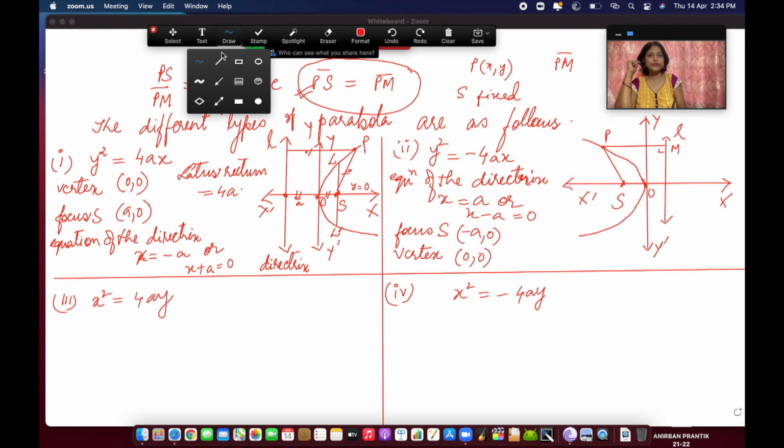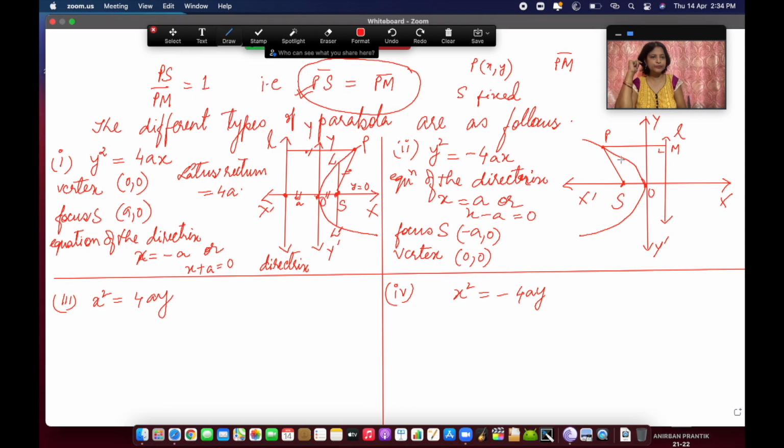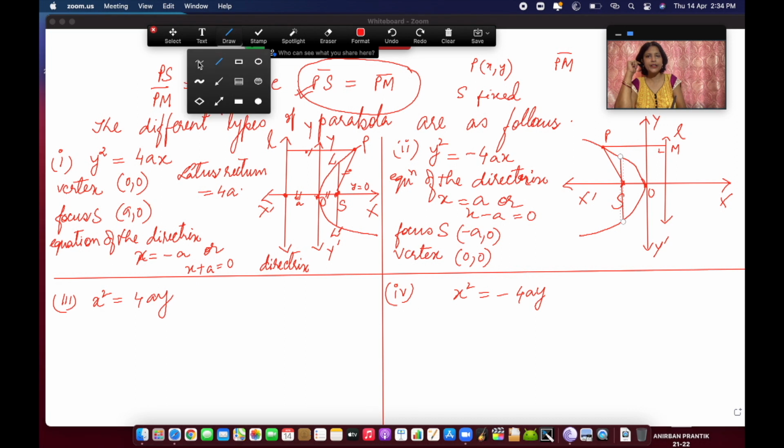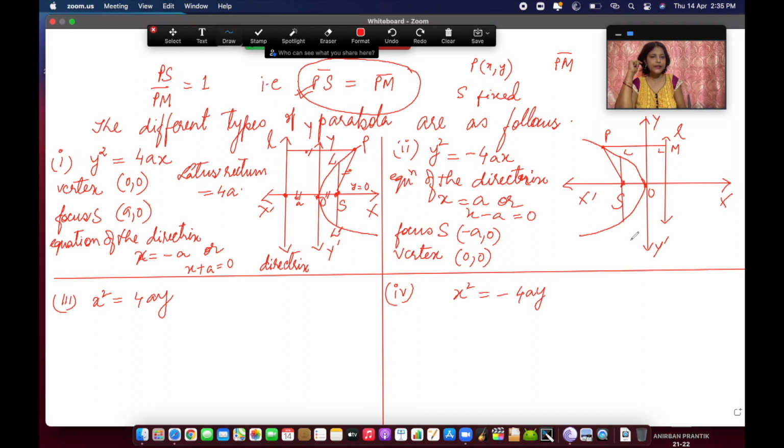Moreover, the length of the latus rectum, that is L dash, will always remain 4a. L dash is 4a, that is the length of the latus rectum. You can also see the axis of the parabola is the x-axis, that is, the x-axis divides the parabola symmetrically.